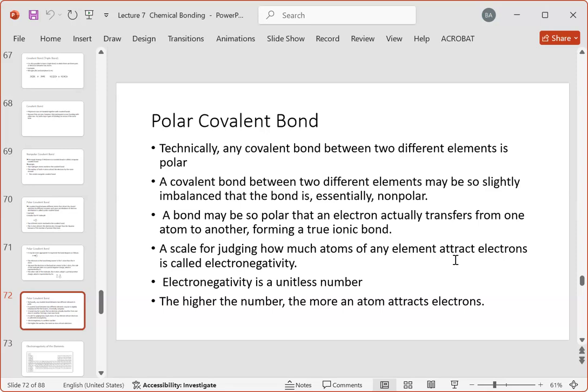So, a covalent bond, right? We have a scale that we use to measure attraction. We call it electronegativity. Electronegativity is a unitless number. It tells whether this bond will be covalent, or this one will be ionic or slightly covalent or whatever. You have a scale, and you just have to learn it and use it. The higher the number, the more an atom attracts electrons.